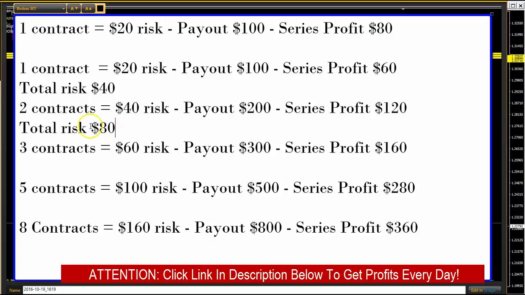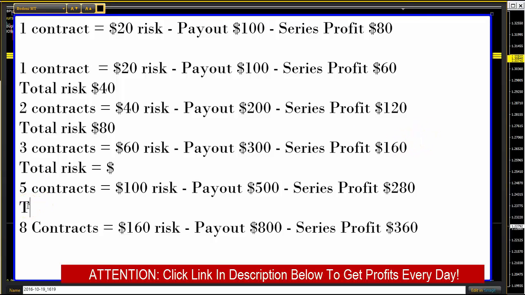Now, as we go through here, you're not risking 80 on this one trade. You're not doubling up. You're risking 40 on this one trade. The 80 is the 40 plus the 20 plus the 20, the total risk. When you bump it up to the next trade, can you guess what your total risk is going to be here to try to make 160?